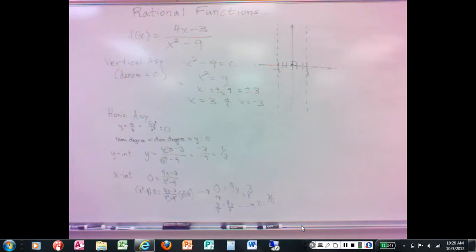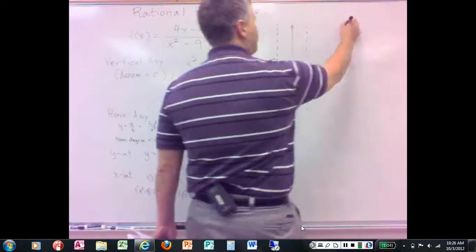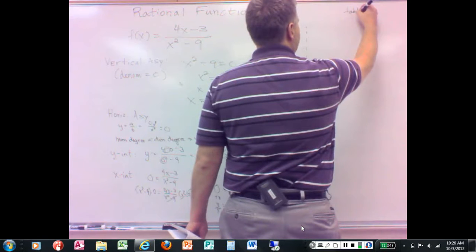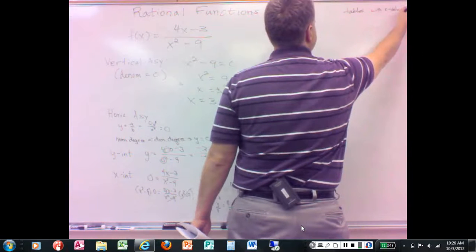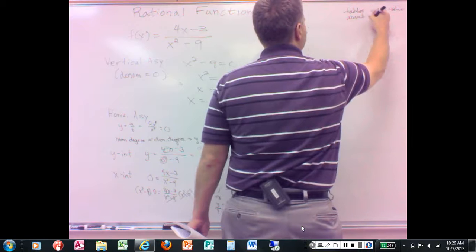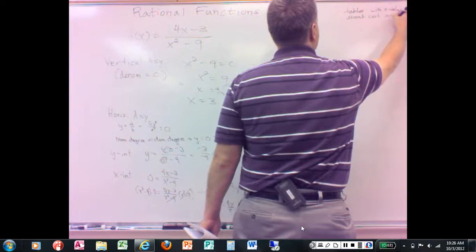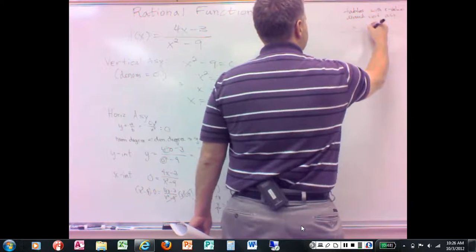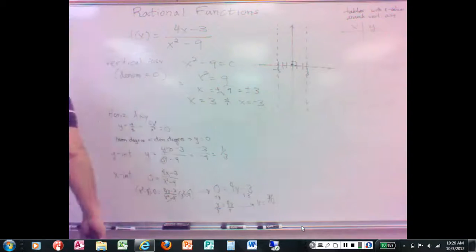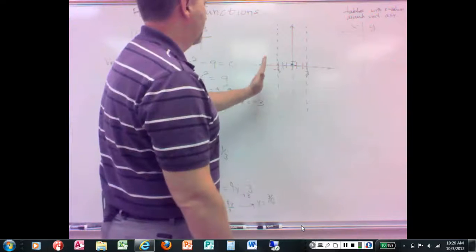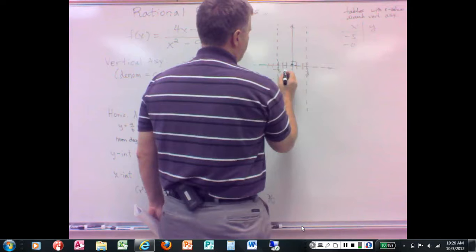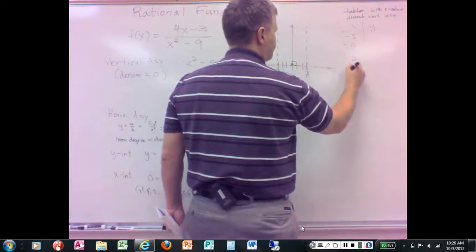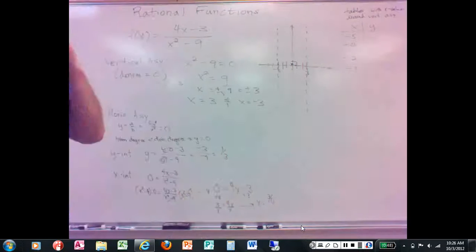That doesn't look like much to go on, so that's why I say let's do a couple other points. Tables with x values around the vertical asymptotes. And since we have two here, we might need a few points to go off of. I've got one vertical asymptote at negative 3, so let's do a couple around it. How about negative 4, negative 5, and then negative 2 and negative 1 on the other side.